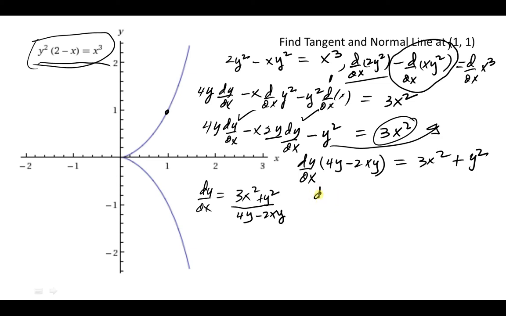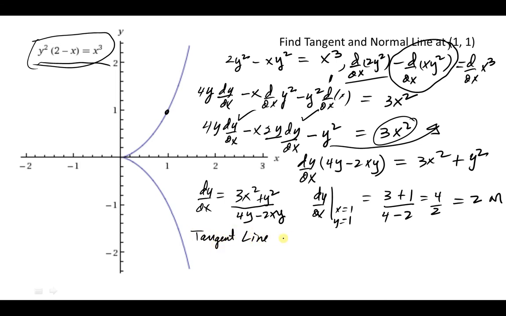And looking at (1, 1), dy/dx at x equals 1, y equals 1. Plugging in, we get (3 plus 1) over (4 minus 2), which equals 4 divided by 2, equals 2. So the slope of the tangent line is 2. So the tangent line is y equals 2x plus b. Plugging in 1 and 1, we get 1 equals 2 plus b, or b equals minus 1. So the tangent line is y equals 2x minus 1. That would be this line.